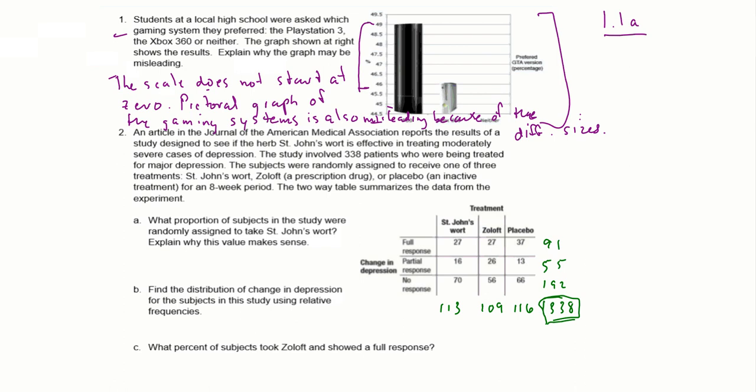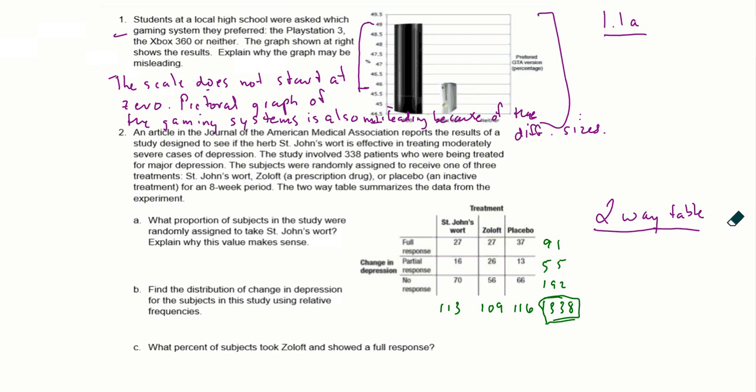What we have here is a two-way table. You can read through this thing, but really there's an experiment being done. In this experiment, they give 3 different treatments to those that suffer from depression. That's a common thing that's happening. They give St. John's wort, Zoloft, and placebo to figure out, is there a difference, is there an association between the treatments and what they claim as improvement in depression. So full response means they got better, then partial response, and then no response on the change in depression.